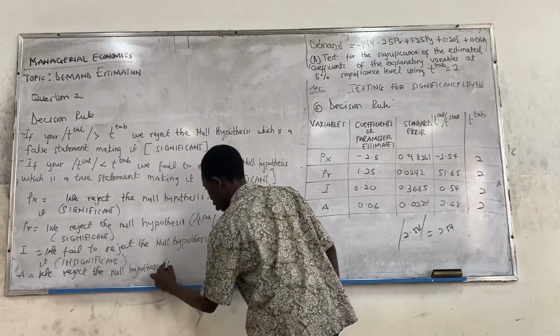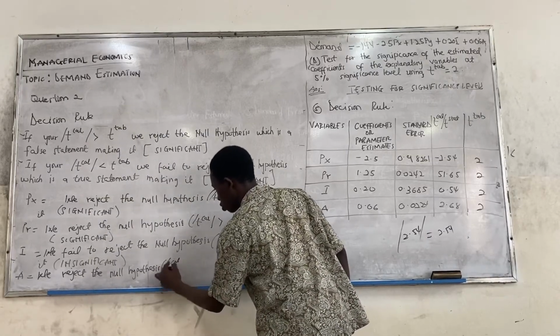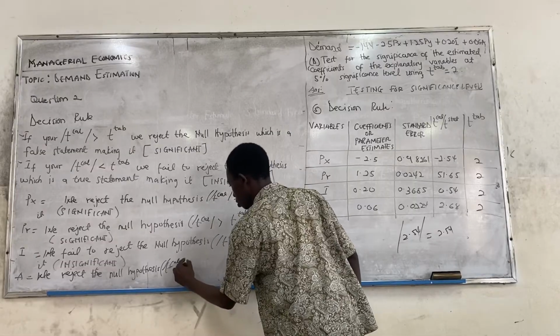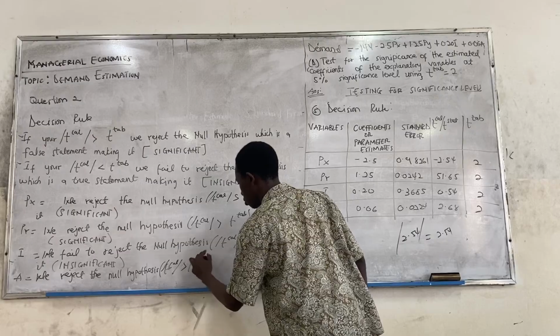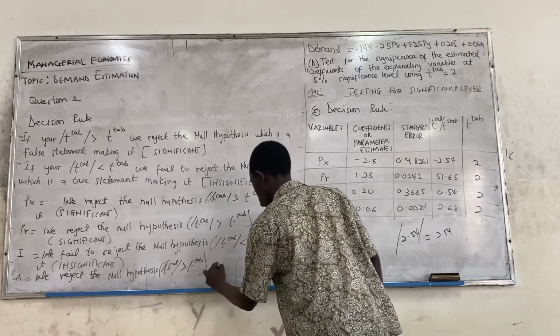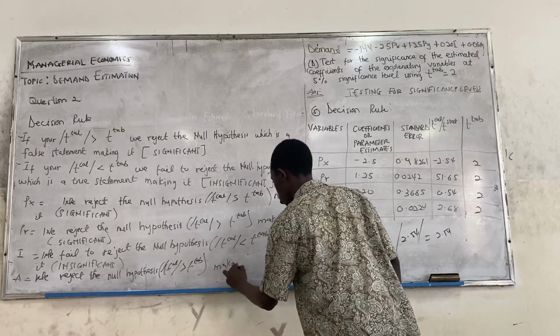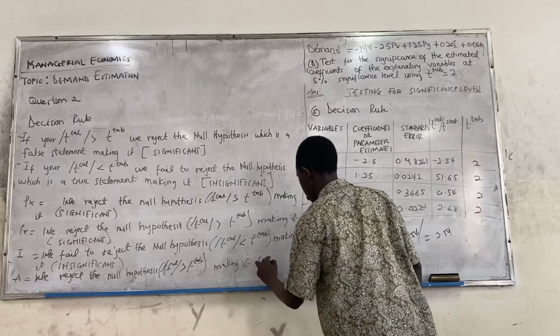The absolute value of our t-cal is greater than our theta, making it significant.